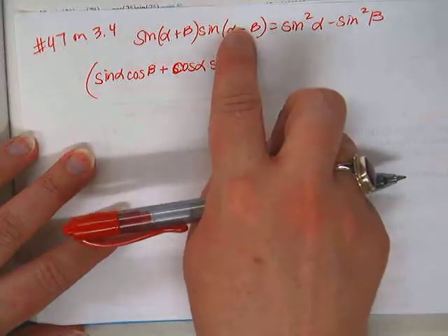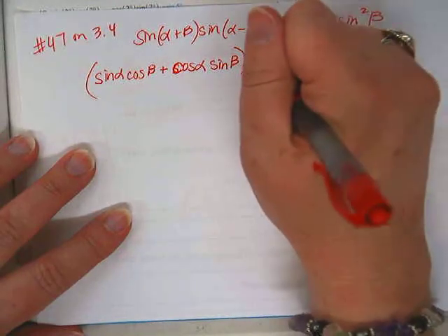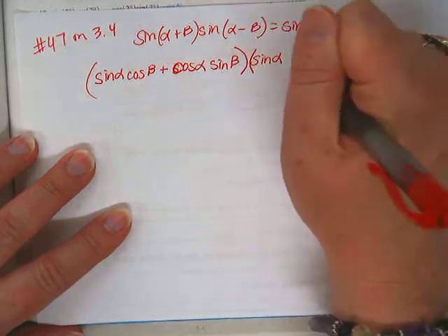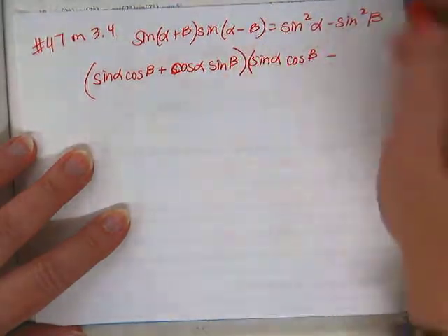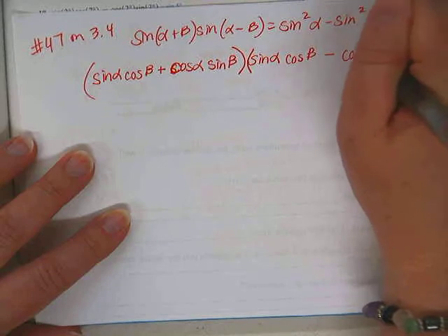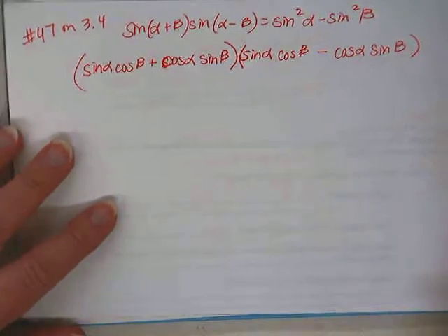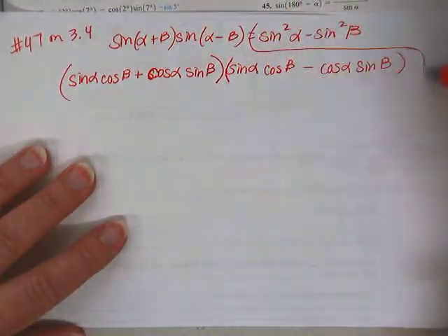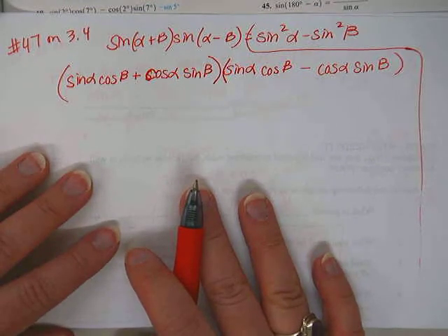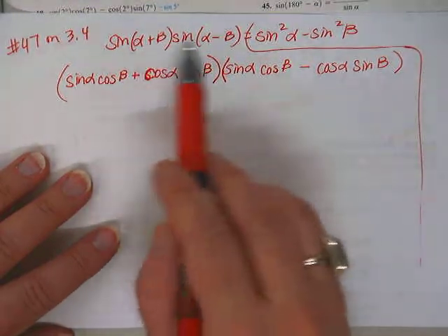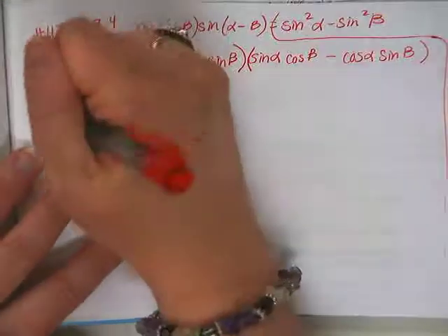So now I need the other one that goes with that, and then I'm going to FOIL. This is going to kind of be ugly, but not too hard. Sine alpha times cosine beta. This time we do a minus. Cosine alpha sine beta. Any questions so far? This is just the left side of the problem. I'm ignoring the right side so far. Okay, so I just replaced these with the identities. Now what's the next step?